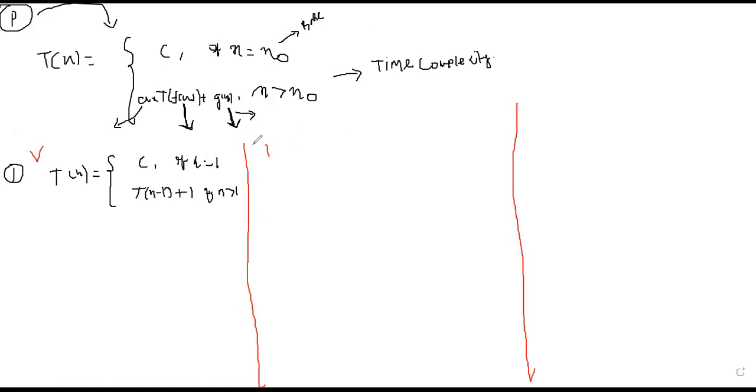So let us start with T(n). In general, what is T(n) given as? T(n) equal to T(n minus 1) plus 1 if n is greater than 1. We start this problem assuming n is greater than 1. So T(n) equal to T(n minus 1) plus 1. I will number this as equation 1.